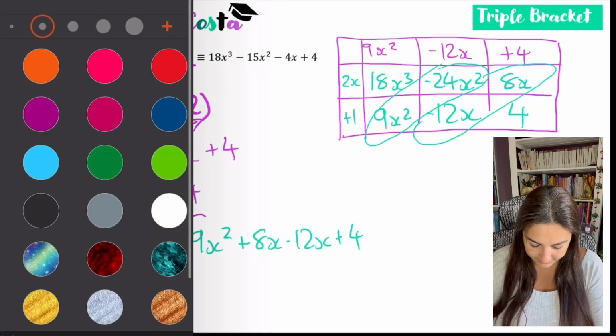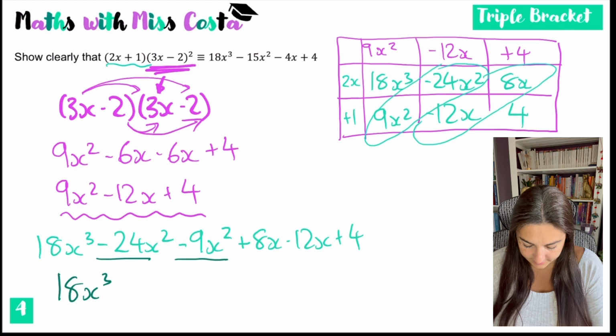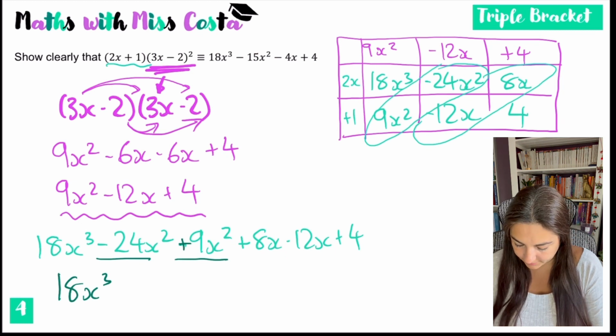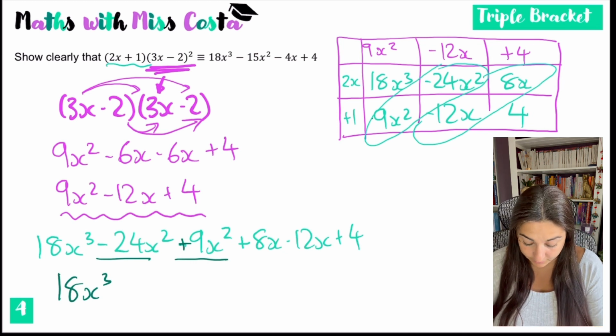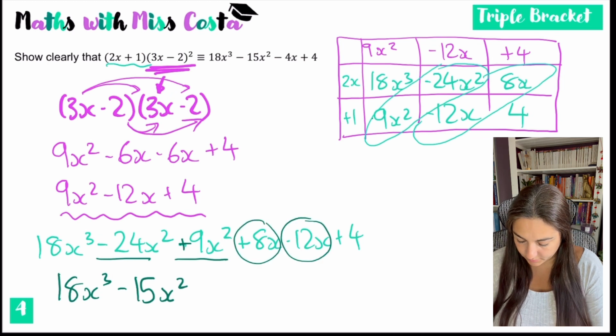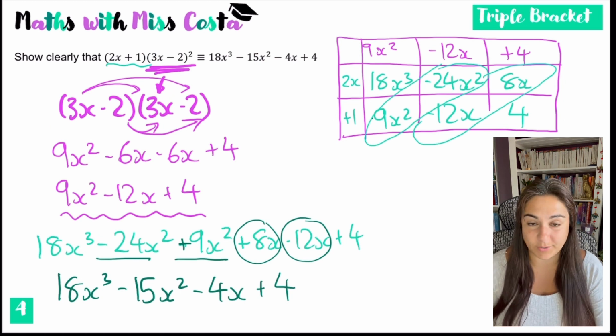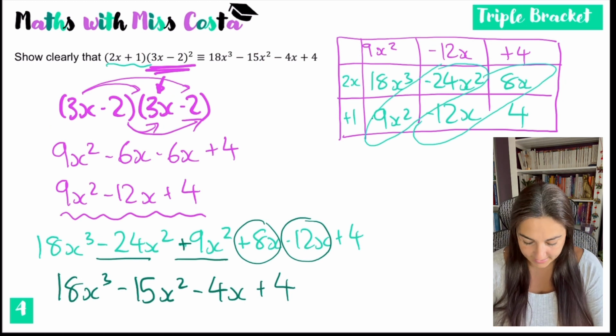So now let's see what we can simplify. Well, these two that I've circled, minus 24 minus 9x squared is, oh, sorry, that should be plus 9x squared. Minus 24 plus 9 is a minus 15x squared. And then you've got 8x take 12x, which would give you minus 4x plus 4. So this is how you show that something is. This is just an identity question with triple brackets.